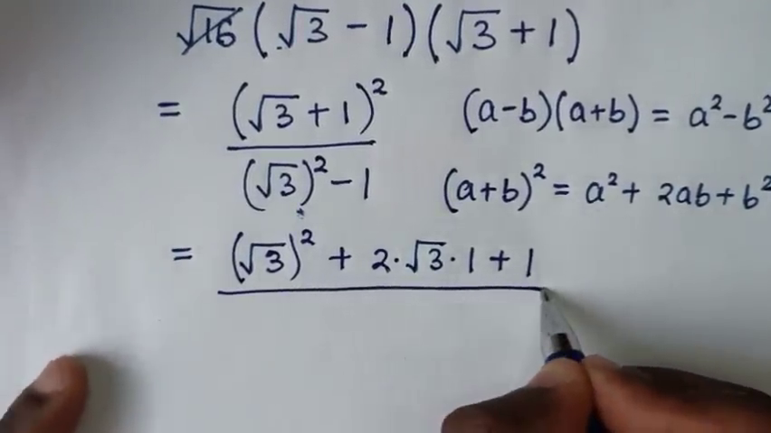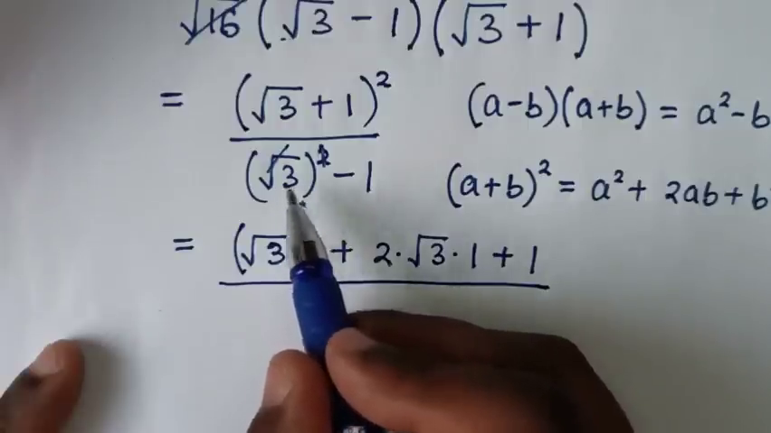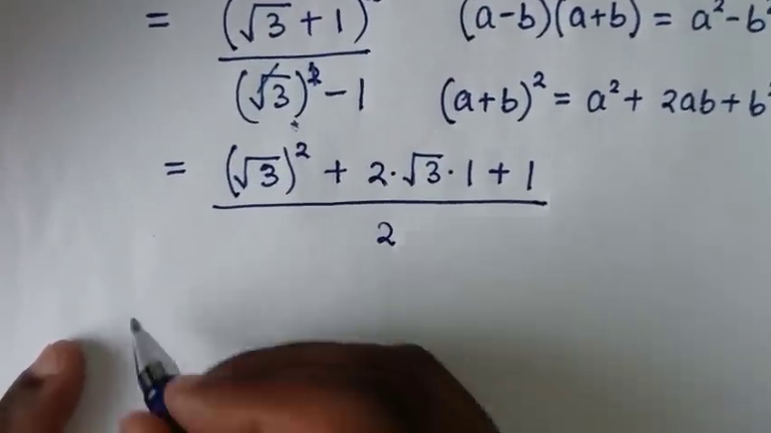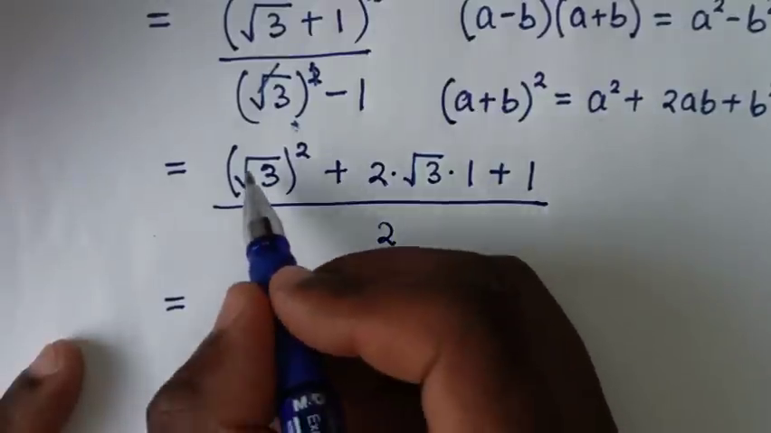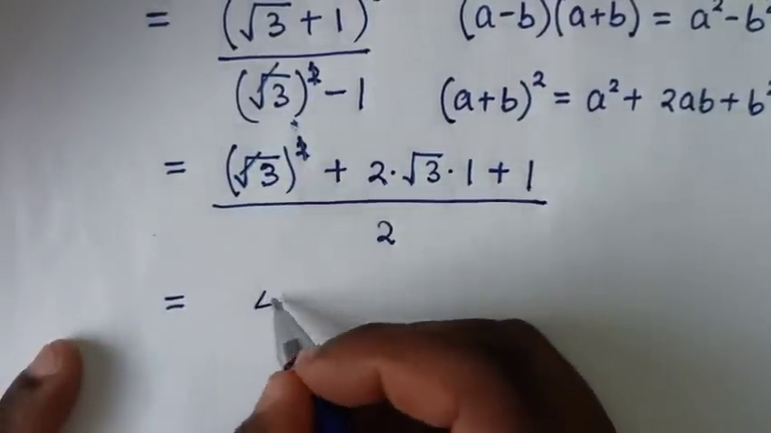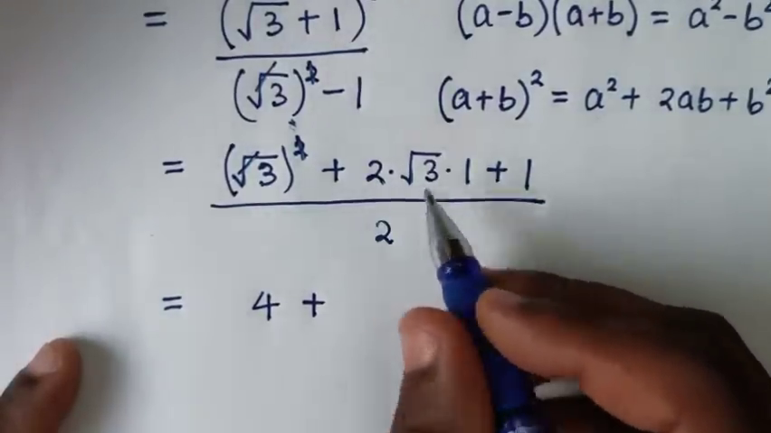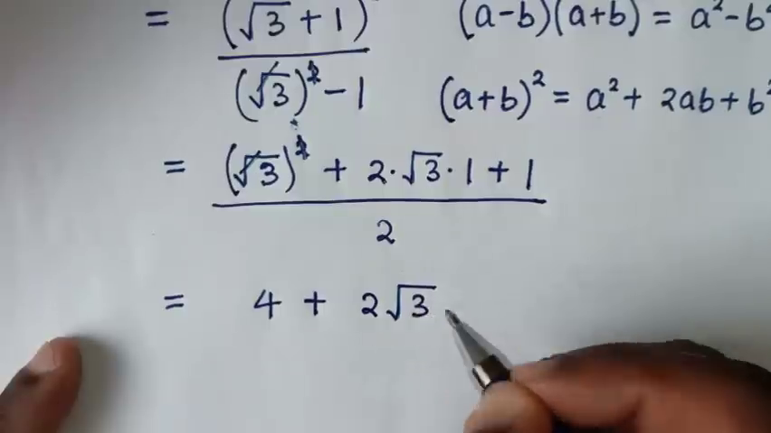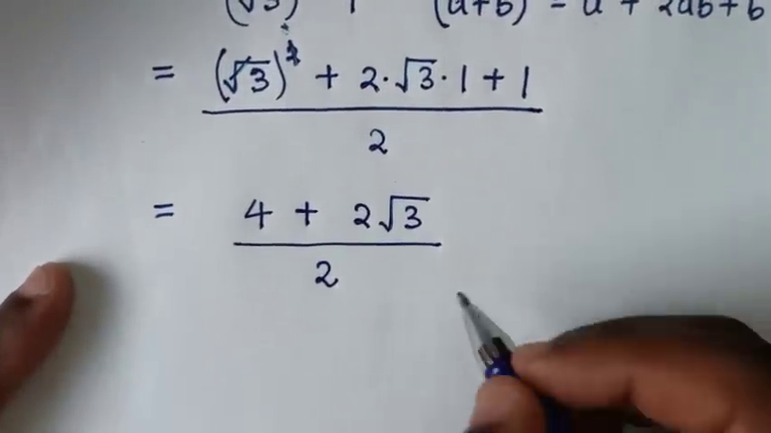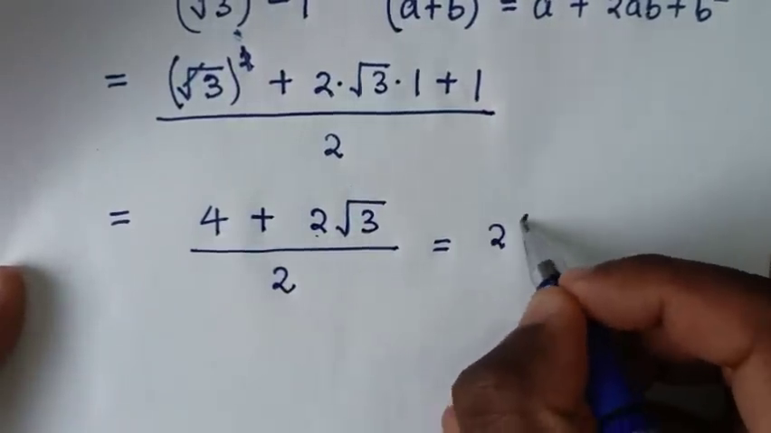Then over, in the denominator, this square root will cancel this square, so it will be 3 minus 1, which is 2. Then in the next step, it will be equal to, in here, this square root will cancel this square, so it will be 3, then plus this 1, it is 4, then plus 2 times 1 is 2, so 2 times square root of 3, it will be 2 square root of 3, then over this 2. Then in the next step it will be equal to, in here 2 is common, so we'll take 2 out of the bracket.